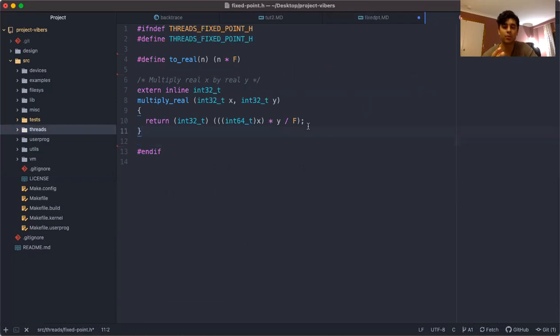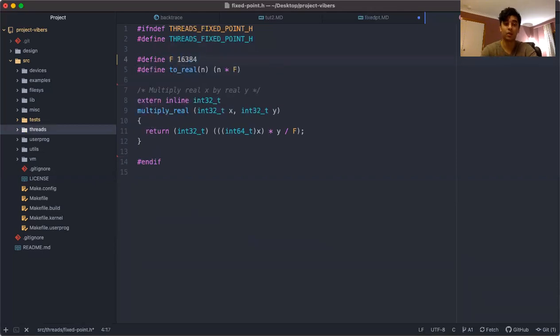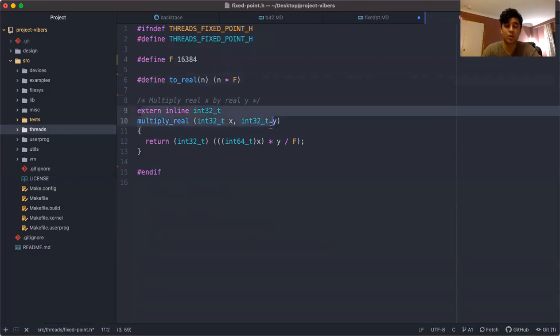And here is a small file I've created to show how you could fit in everything in just a header file. I've defined a function in which I convert a regular number into a 17.14 notation, that is, I define to real as n into f. Of course, I've forgotten to define what f is, so let me do that. Define f 16384. Over here, I've kept an external inline function which multiplies two real numbers, so multiplying two 17.14 numbers. And this simply is, as I mentioned before, converting the first number into a 64-bit integer, multiplying it, having this overflow contained in a 64-bit integer, then dividing it back by f, since we have to right shift 14 bits. And eventually we should have converted it back into a 32-bit integer, and we are good to go.